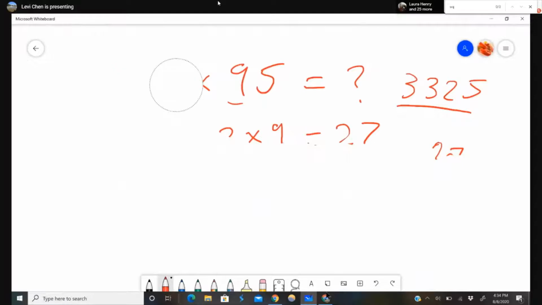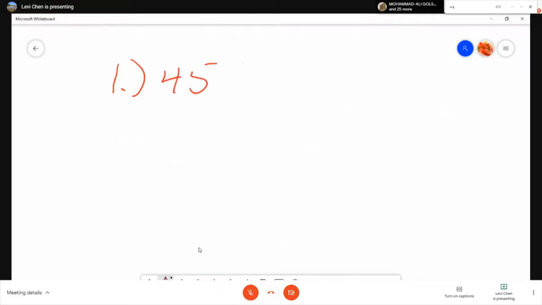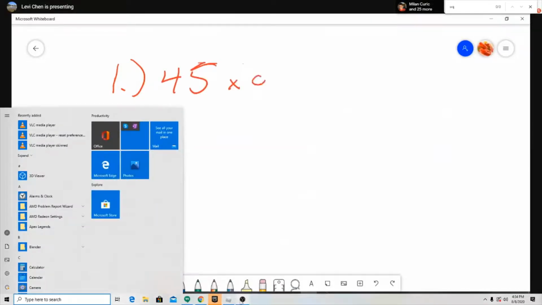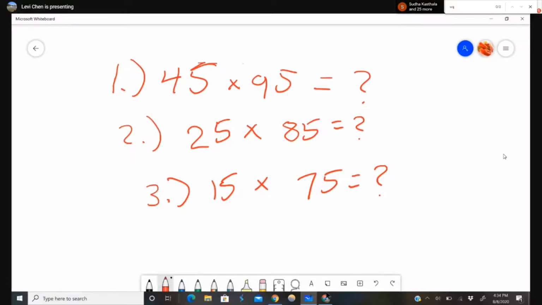Now, I'm going to give you guys some example problems. So that's three questions. Number 1, 45 times 95. Just solve these, and then put it in the same order in the chat as before.